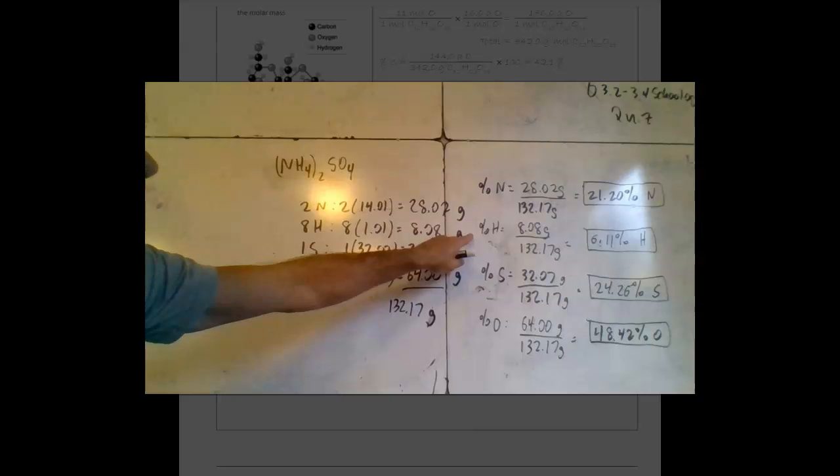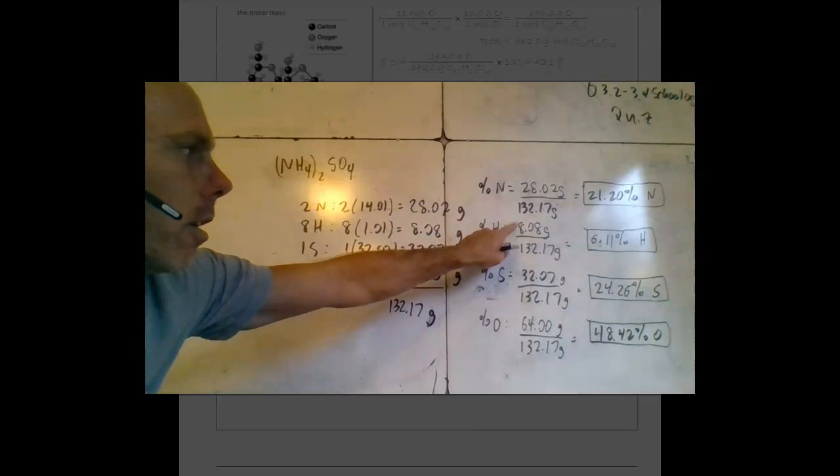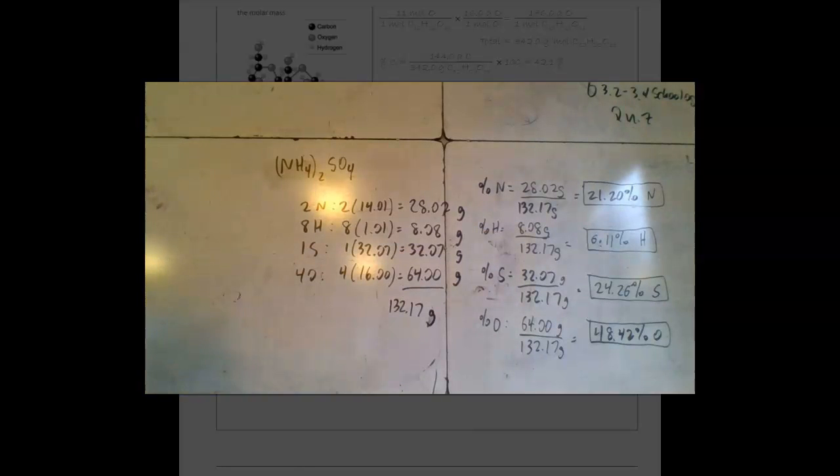Notice the percent hydrogen has 1 fewer sig fig than do the other 3, because the molar mass of hydrogen in the numerator had just 3 sig figs, and therefore the final answer can only have 3 sig figs as well.